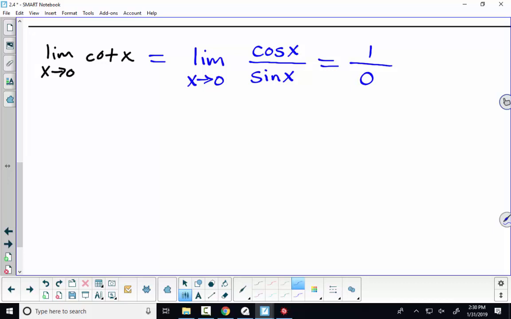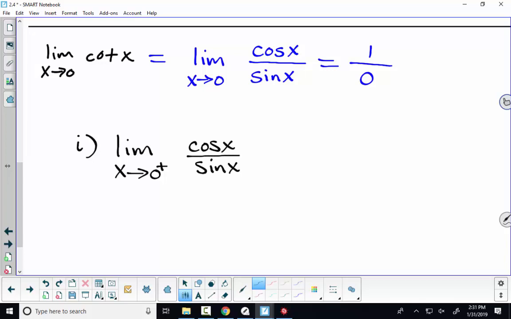So it's at this point we realize that I have a vertical asymptote there when x is equal to 0. What's the behavior near the asymptote? Now we have to look at the limit from the left and from the right. So we compute the limit as x approaches 0 from the right on cosine over sine, and from the left.